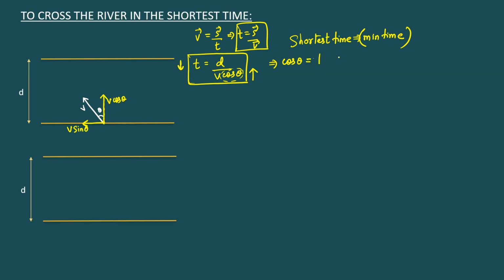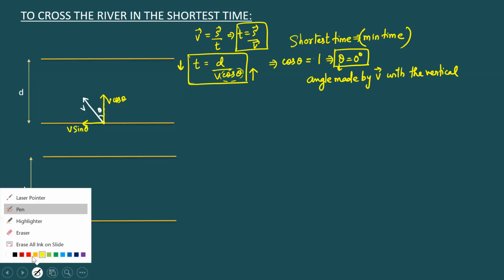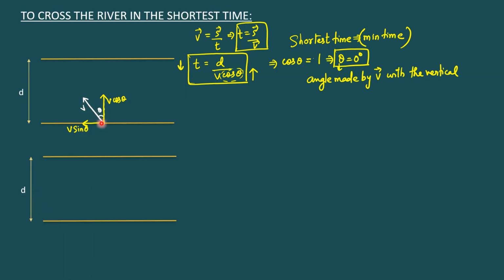The maximum value of cos function is 1, and that will happen at 0 degree. What is theta here? Theta is nothing but the angle made by the velocity V with the vertical. But here, after seeing the condition for the shortest time, how much angle did I get? I got it as 0 degree. That means V has to make an angle 0 degree with respect to the vertical.